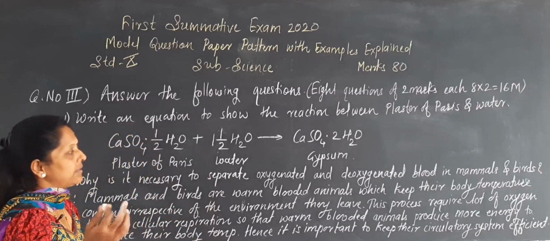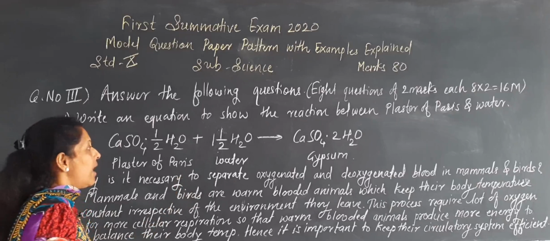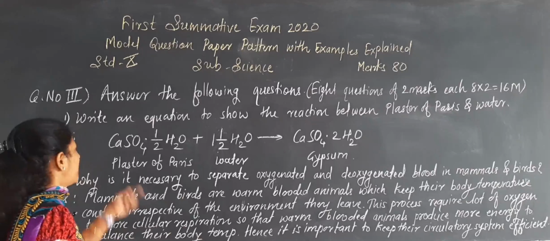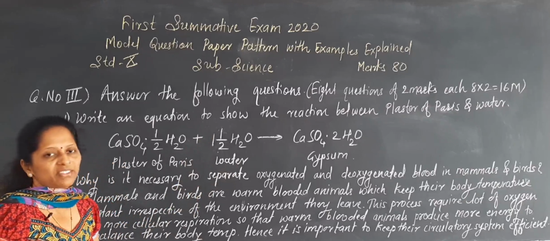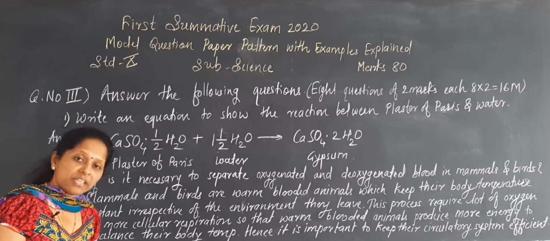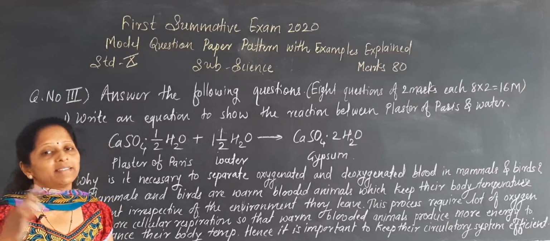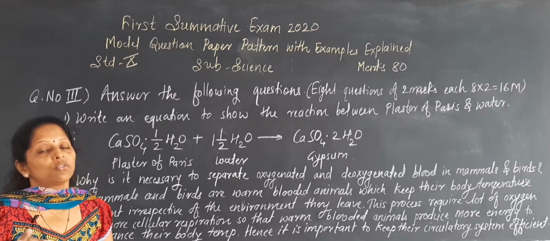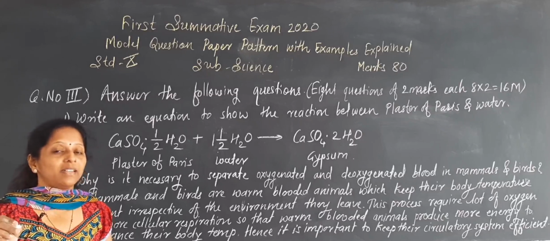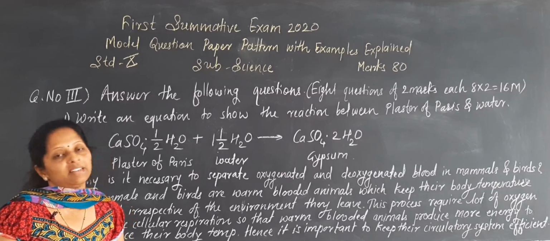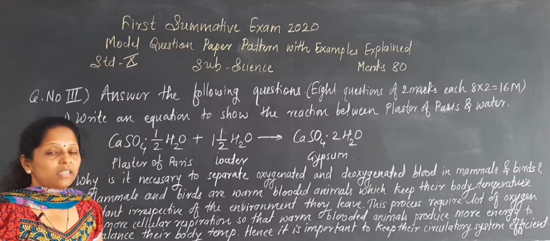Sometimes they ask, as I asked yesterday, which substance is formed, gypsum, or they may ask for the molecular formula of plaster of Paris or the molecular formula of gypsum. So all the equations from the acids and bases lessons and the metals and non-metals lessons, you should learn properly and practice, along with the molecular formulas of each compound. Write them again and again with the help of a pen.